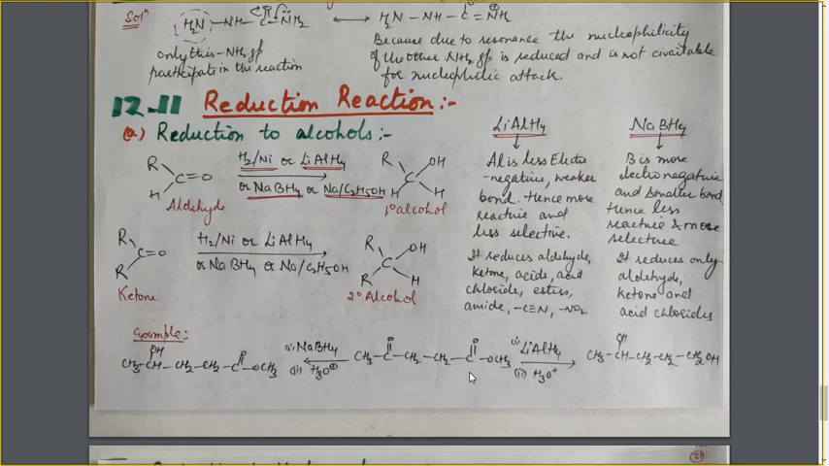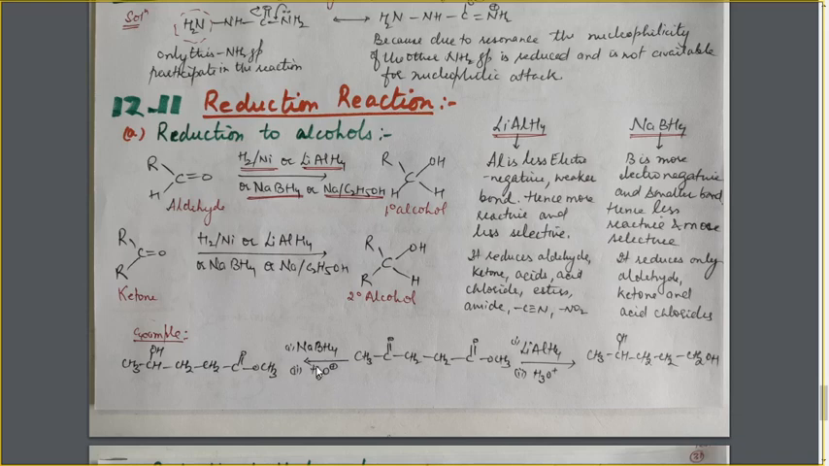Now if we carry out its reduction with lithium aluminum hydride, being more reactive, it will not only reduce this ester group but also this ketonic group. Both will be reduced. We get alcohol from this and also alcohol from this. This OCH3 will be lost as an alcohol molecule, and this C=O is also reduced into alcohol.